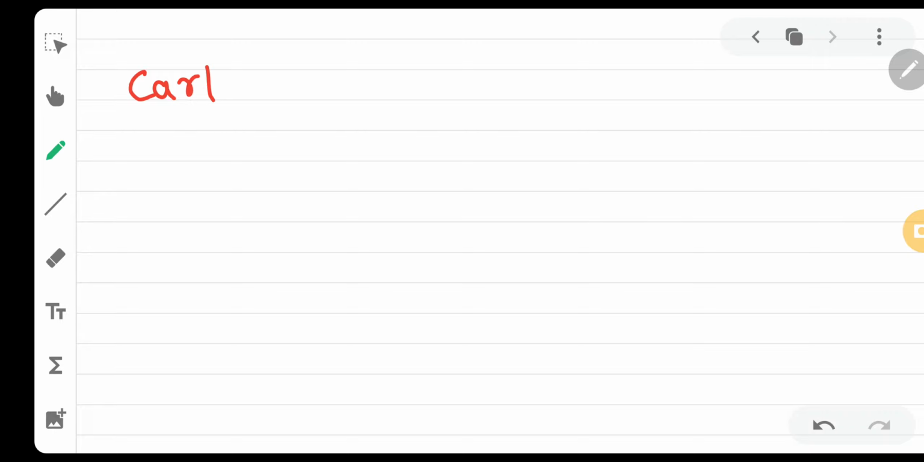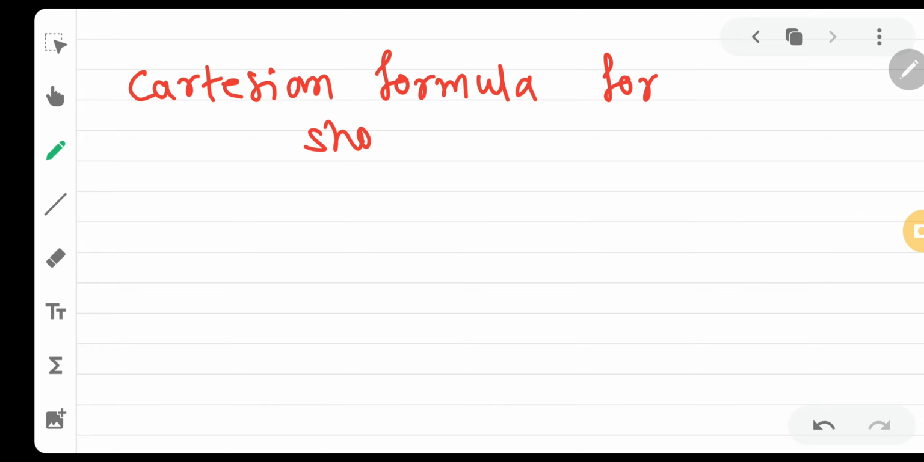Now, this is the vector formula. Cartesian formula for shortest distance. How to find that? So let me do that also. It's very easy.